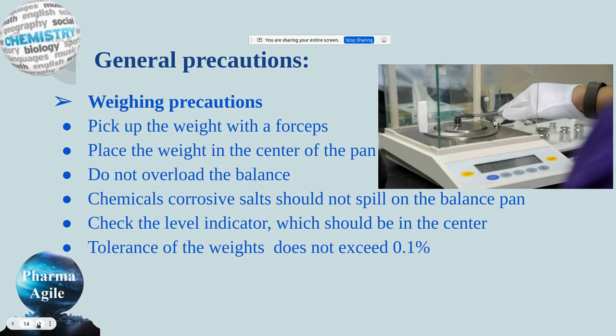Before weighing or calibration, the balance should be exactly in a horizontal position. Check the level indicator, which should be in the center. If any unevenness is observed in its location, correct it by turning the leveling feet until the level bubble is in the center of the indicator. The weight chosen for the calibration should be such that the tolerance of the weight used does not exceed 0.1% of the amount weighed.